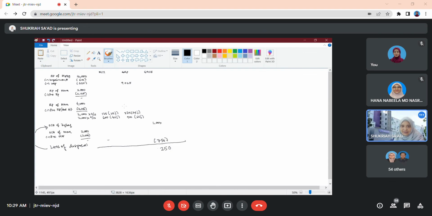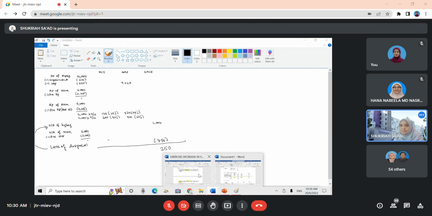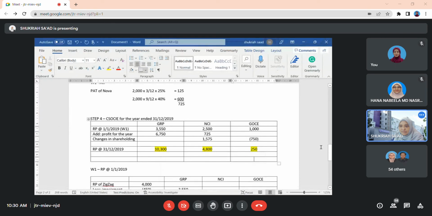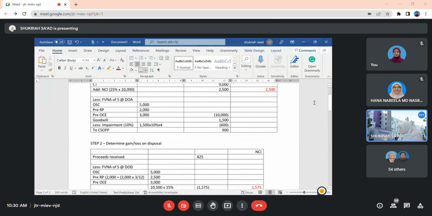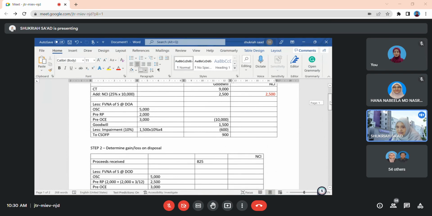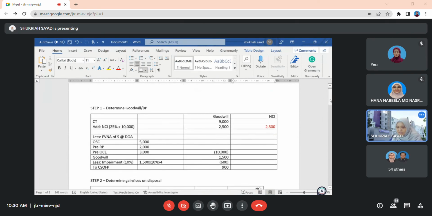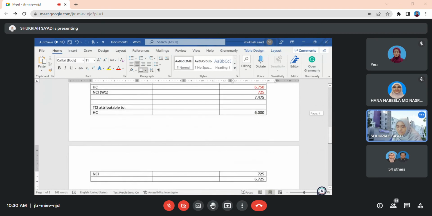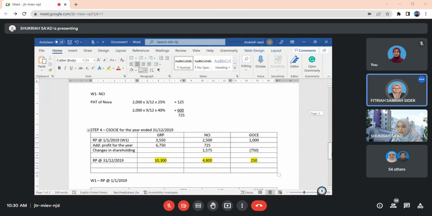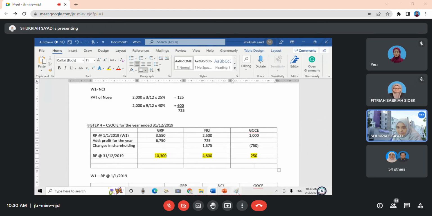Okay, NCI ni. Okay, 125 tambahkan dengan 600. Pergi balik dekat working tadi. Plus. Cuba tambah. 625. 125 tambahkan dengan 600 yang tadi dekat schedule, plus dengan 2,500, plus dengan 1,575. Berapa kelas? 1,800. 4,800.